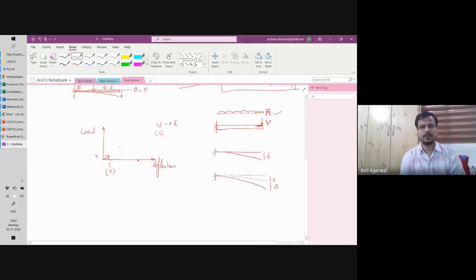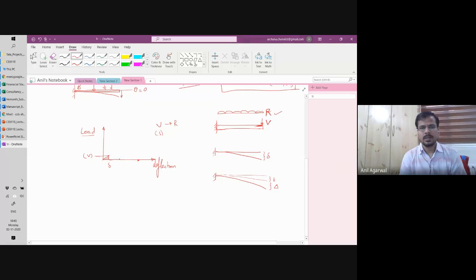Sorry, I plotted this wrong. You guys are not helping me at all. I was plotting it in the other direction. This is the load, vertical axis. I'm plotting the load, right? Please point out some silly mistakes like these at least. That was a mistake. I marked deflection on the vertical axis.